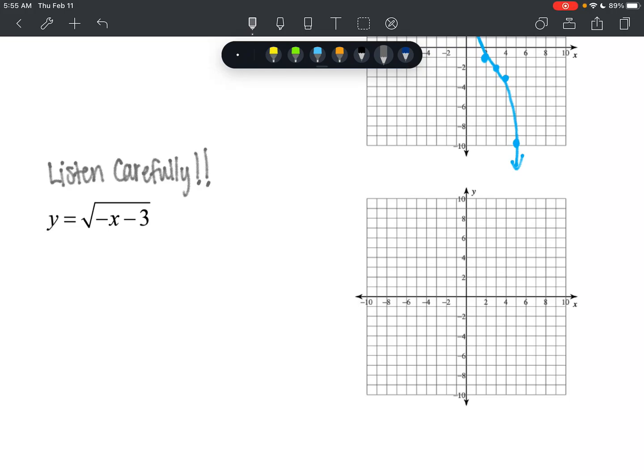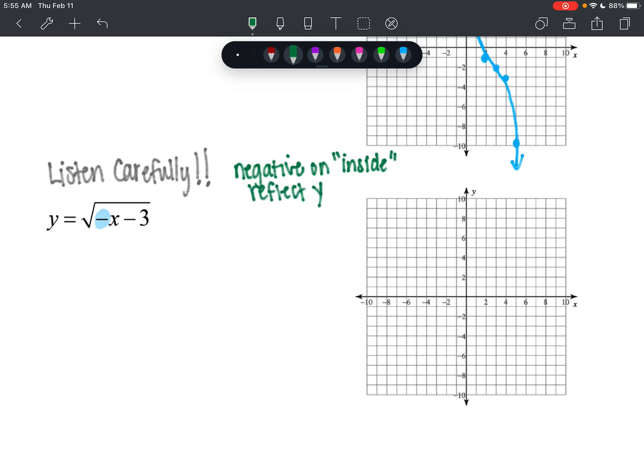Okay, I decided to start this problem as the first problem on this video so that you would listen very carefully. We have this negative on the inside of our function. So we know that we're going to have a reflection, and that reflection is going to be a reflect over the y-axis. So a negative on the inside is a reflect over y.